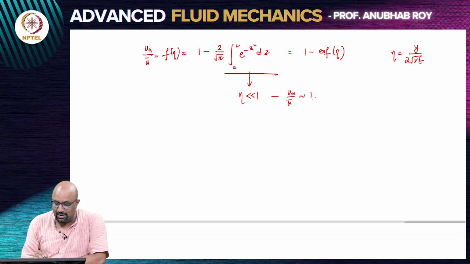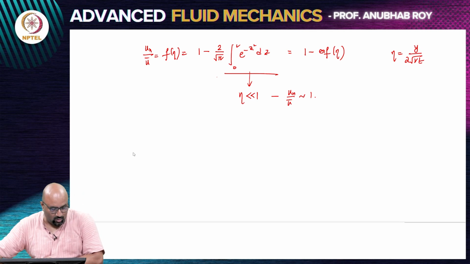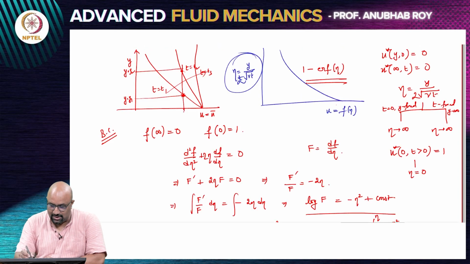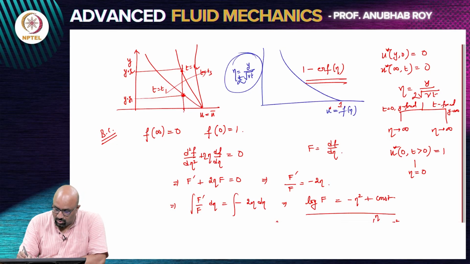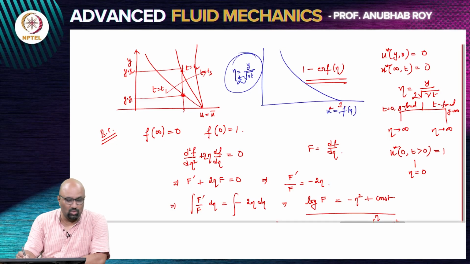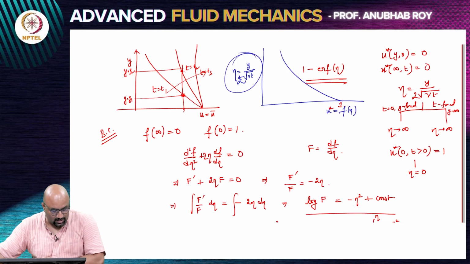Now, when do you get eta small? When you are at y which is very close to 0. So, when you are close to 0, then you would get eta being very small and ux is going to be approximately equal to u bar, which is basically what you have. So, this is 1, this is u star. So, u star is u bar at that particular location when eta is very small.